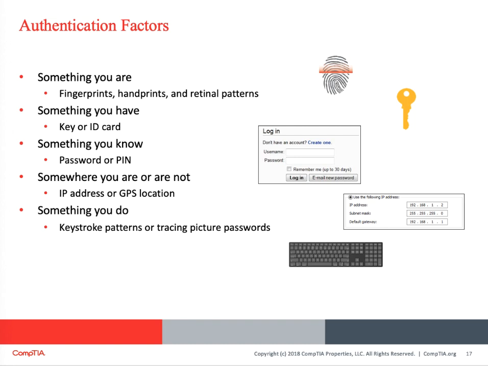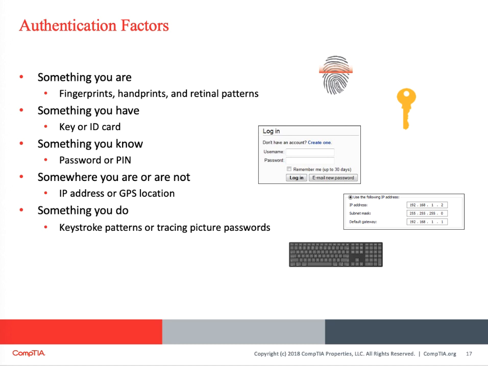Something you have, right? So that would be a key. That could be an ID card, right? So when you go to your door at home, you have a key. You're authenticating your house, basically. But think of it a better way, since we're dealing with technology, a better way of doing this is, all right.